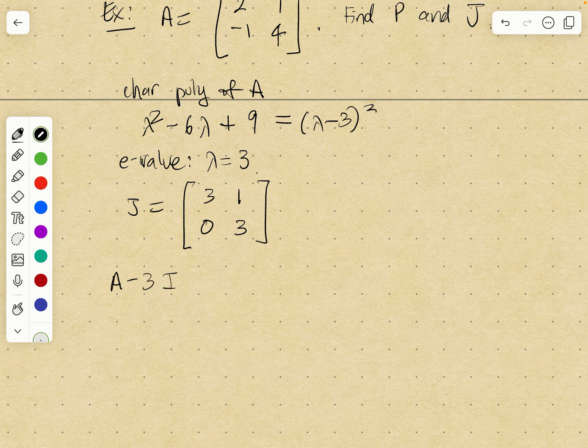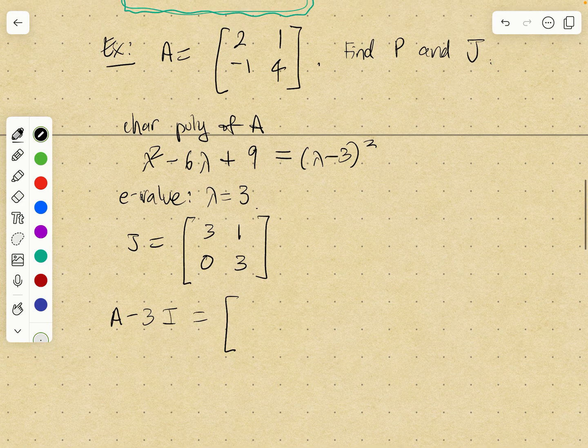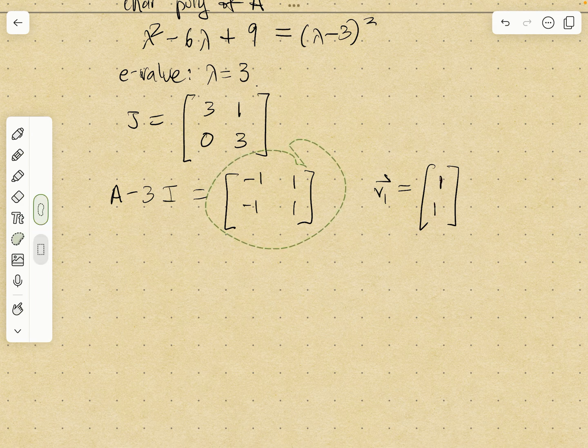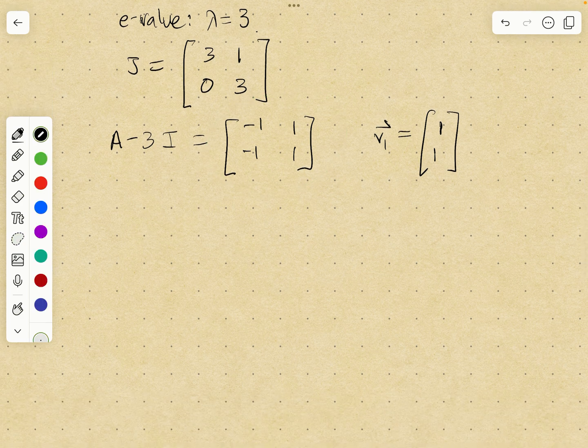A minus 3I is going to be, you subtract 3 on the diagonal, so it's negative 1, 1, negative 1, 1. And so therefore, what's an eigenvector? I'm trying to find a vector in the null space of this matrix, and I can see that 1, 1 is going to work. If I multiply this matrix by 1, 1, then I get 0, 0. And you can also scale V1 by any non-zero scalar, but 1, 1 is the simplest. So that could be the first column of P.